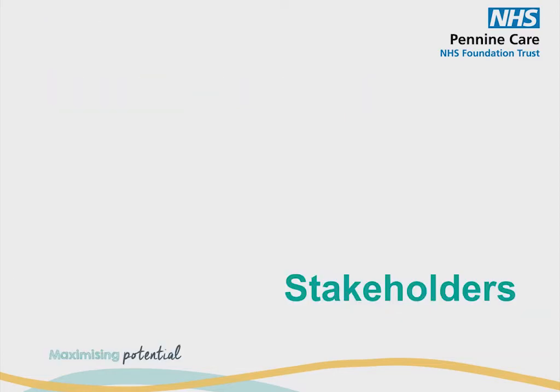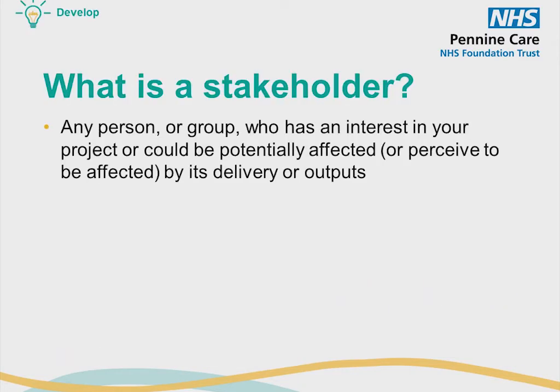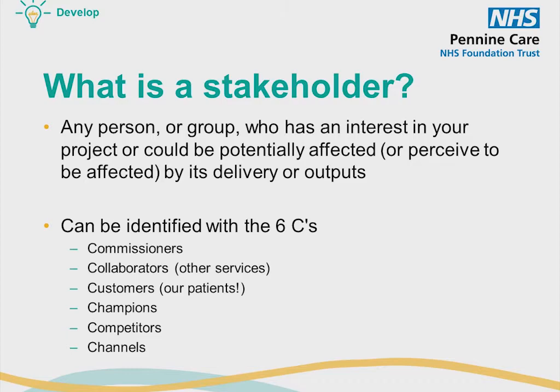Moving on to other parts of our plan, let's look at stakeholders. So, what is a stakeholder? A stakeholder is anyone, a group or a person, who has an interest in the changes you're proposing, or could be potentially affected, or perceived to be affected by them. If you have problems identifying your stakeholders, one way would be to use the 6 C's. Again, these are prompts to help you think about the different people that can be affected.